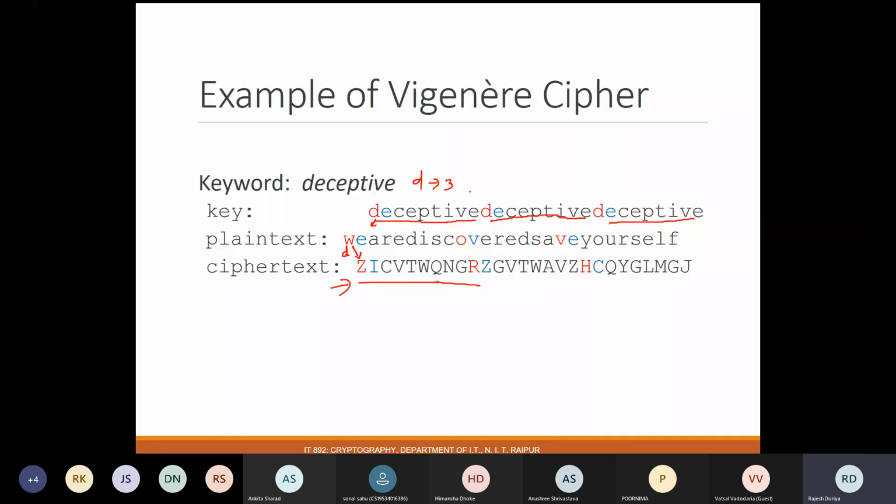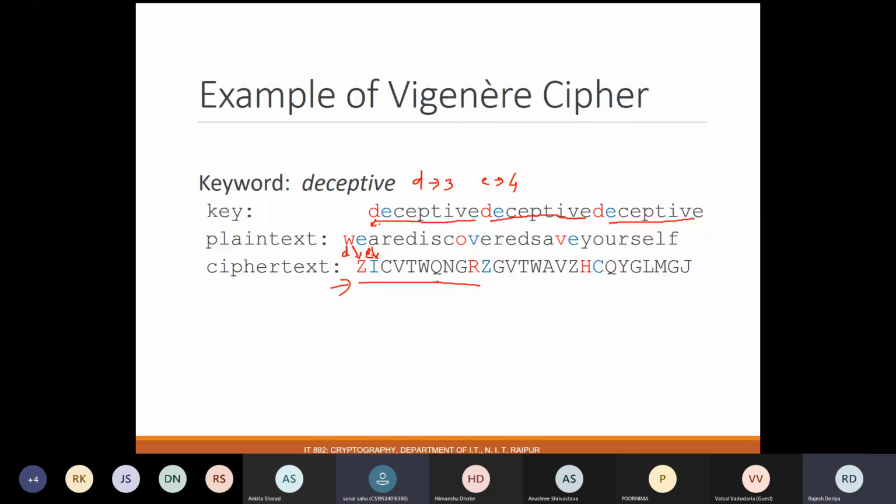If we talk about E, then after how many positions does E come in the alphabet? 4. So you need to shift E by that many positions. E means 4. Similarly, each and every plain text letter will get shifted by this many alphabet positions. Is that fine now?